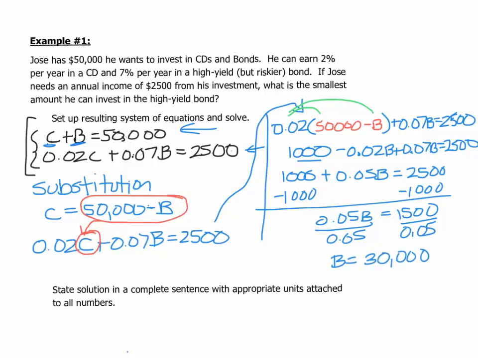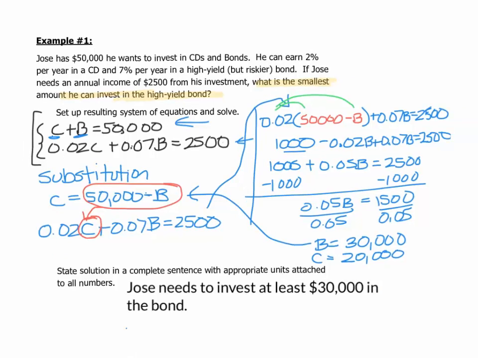Now, in this particular problem, they didn't ask us for both values, but sometimes I am asked for both values. If my B is 30,000, plugging that into this equation over here, 50,000 minus 30,000, that would give me my C is 20,000. The last thing we need to do is state our answer in a sentence, and I want to look at the original question. It says, what is the smallest amount he can invest in the high yield bond? Our answer to this question is that Jose needs to invest at least $30,000 in the high yield bond.